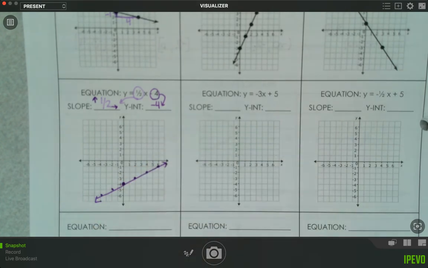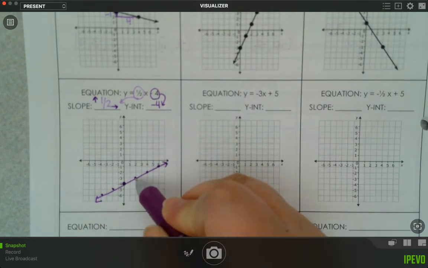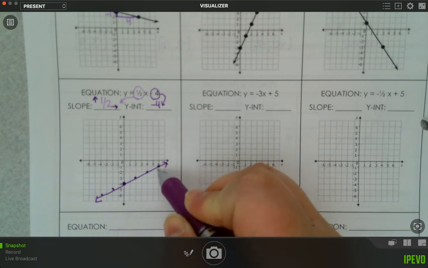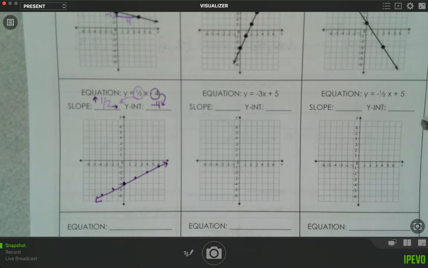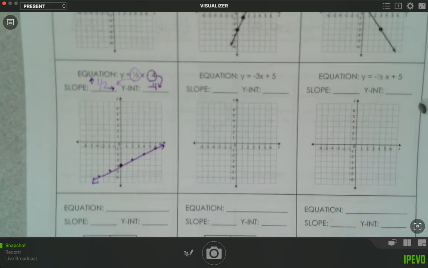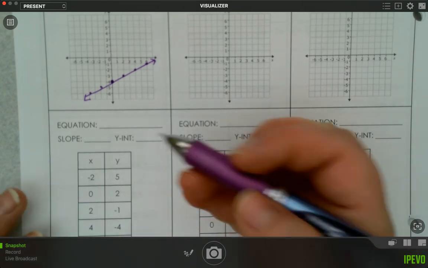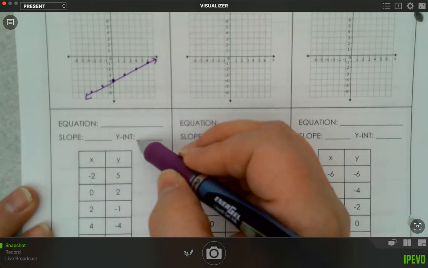Like that. And notice how I kept going up 1 over 2, up 1 over 2, up 1 over 2, until I got to the end of my graph, so that way I can draw a better line through more points. And then the very last one is if you have a table. So again, we're going to find the slope and the y-intercept first.